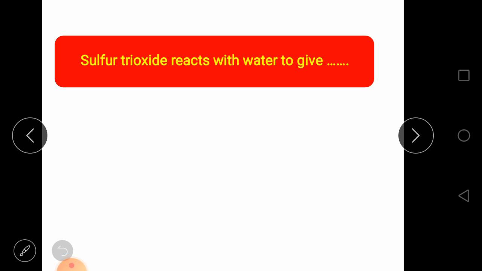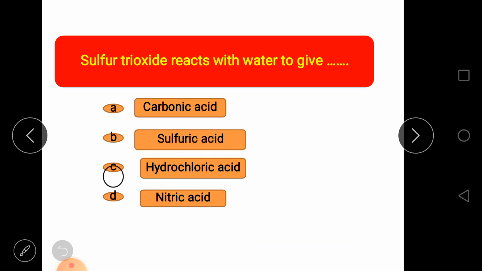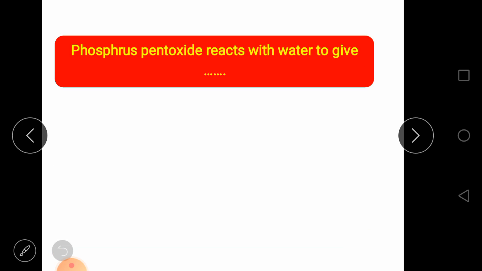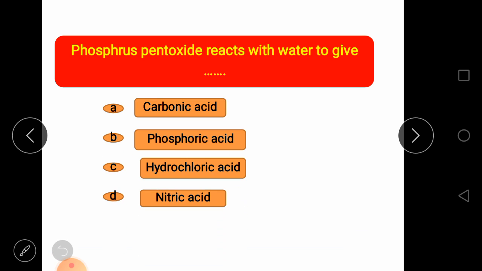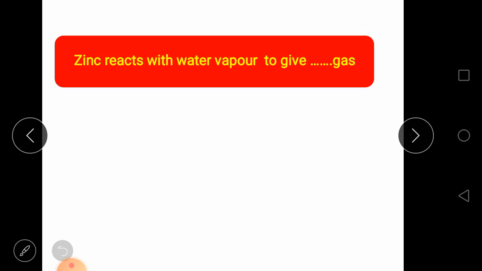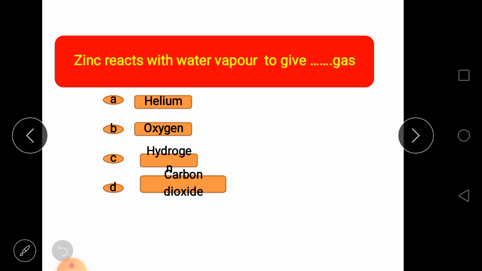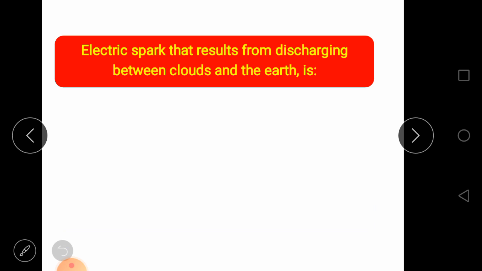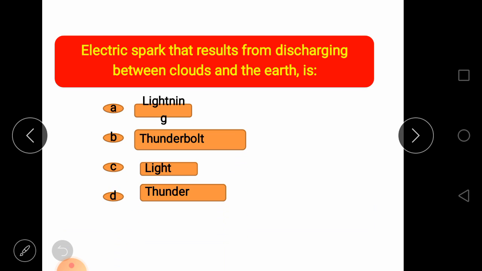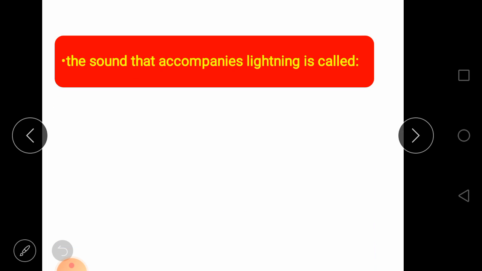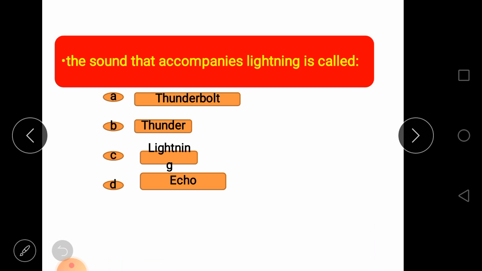Sulfur trioxide reacts with water to give sulfuric acid. Good. Phosphorus pentoxide reacts with water to give phosphoric acid. Zinc reacts with water vapor to give hydrogen gas. Electric spark that results from discharging between clouds and the earth is thunderbolt. Yes. The sound that accompanies lightning is called thunder. Yes, this is a sound.